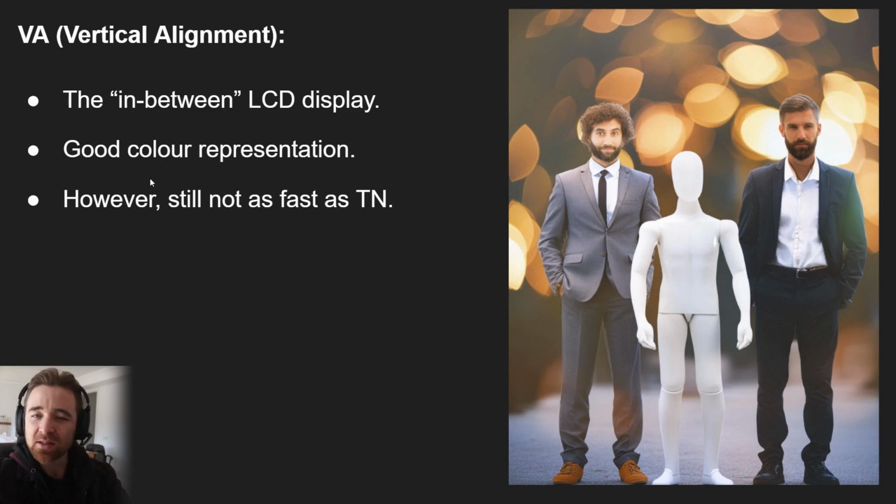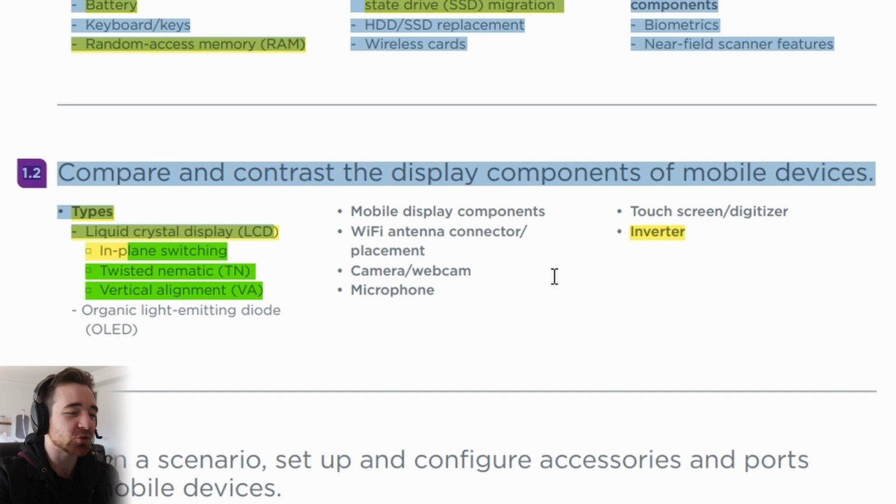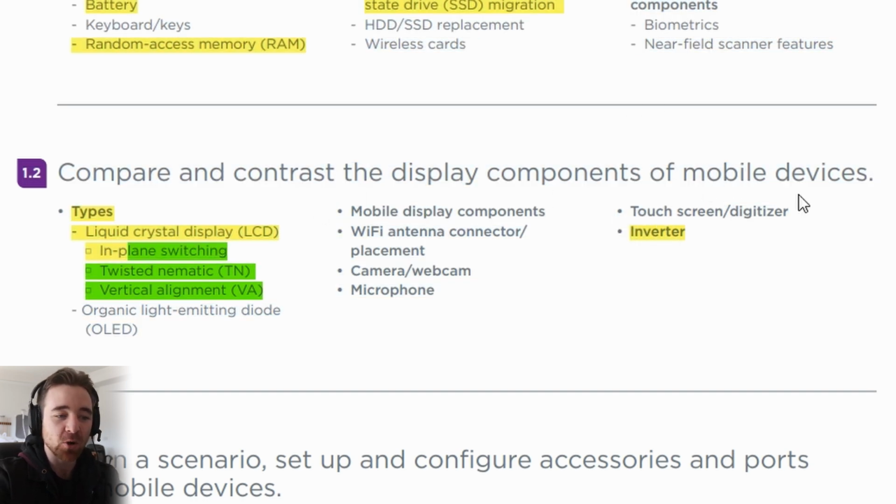So hopefully that made sense for those questions. These come directly out of exam objective 1.2. So compare and contrast the display components of mobile devices. And it specifically asks you to differentiate between different types of displays. And we talked about our LCD displays, which were the in-plane switching, twisted nematic, and vertical alignment. And we also talked about the OLED, or organic light emitting diode, because those individual pixels emit their own light. So that's what we went through.